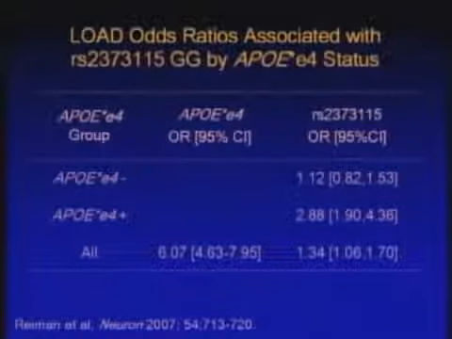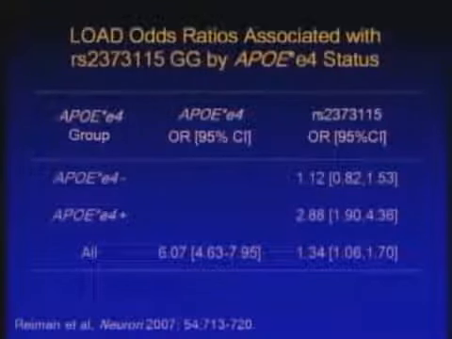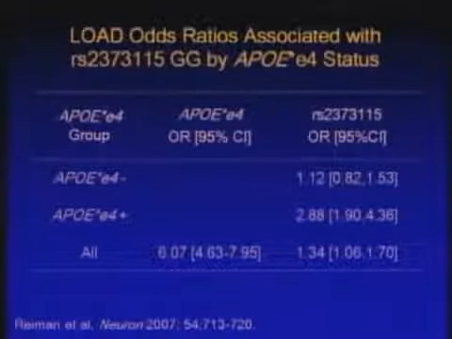So they then looked at the odds ratio of late onset Alzheimer's disease associated with this particular SNP 3115 in the GG homozygotes by their E4 status, and found that people who did not carry any of the E4 alleles had no association with Alzheimer's disease with the SNP, and those who were carriers of the E4 allele had almost a threefold increased risk if they were also homozygous. These are small numbers, and they don't give you the numbers, but you can see the confidence interval is relatively generous. And in looking at everyone together, there still was an association of this particular SNP.